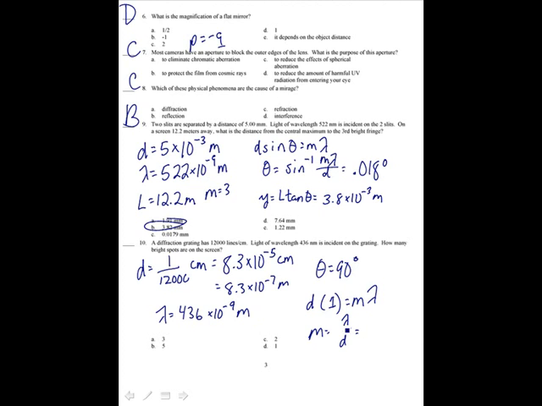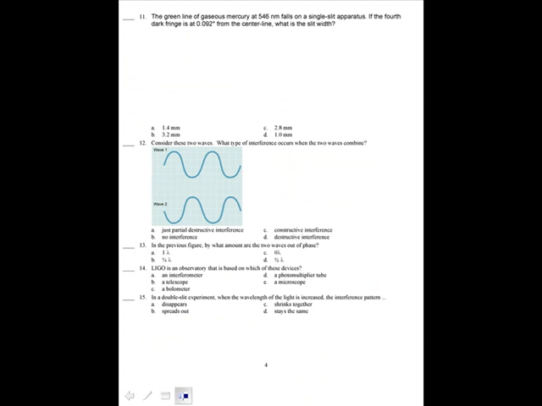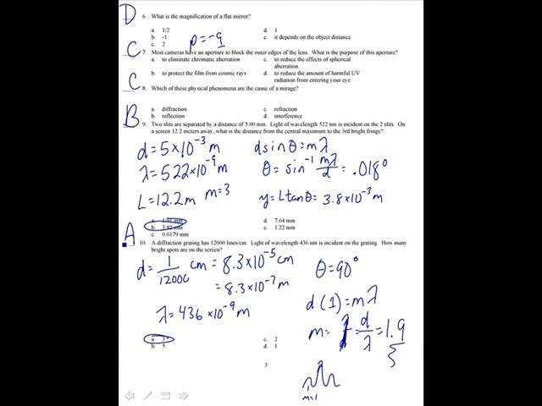Oh, I'm sorry, this is not lambda over d. Okay, no, this is solving for m is d over lambda. So it's 8.3 times 10 to the minus 7 divided by 436 e to the minus 9, and that gives me 1.9. That means that there is only one order. Including the central maximum, this is what it's going to look like. So that means I'm going to have 3 spots. This is my m equal 1. Since it doesn't go up to 2, I just round it down to 1. So that was answer A for 10.